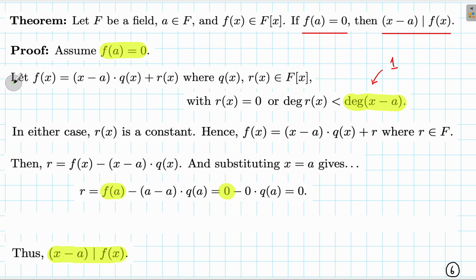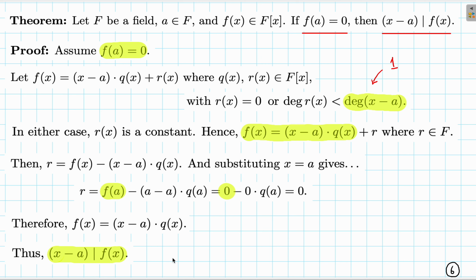And then since the remainder is 0, we can say that f of x is x minus a times q of x without any remainder. And so that's our second to last step. And therefore, x minus a is a factor of f of x.